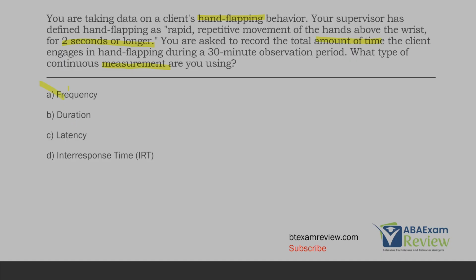We're going to eliminate frequency. Right? It's not a count, it's an amount of time. Now, let's go back to our little chart. SD to first response, that's latency. Response 1 to response 2, the time in between, is IRT. And then the amount of time the response lasts is duration. So if we're looking at the total amount of time the client engages in a response, we're looking at duration, so it's going to be B. If you break down our time-based measurements like this, where you can see the latency, the IRT, and duration all together, and then you go back and identify what the question is asking about, it becomes very straightforward. Total amount of time doing the behavior, it's going to be duration of behavior. The continuous measurement is B, duration.